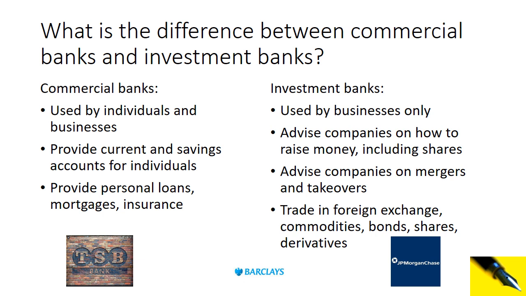Finally there, another thing that investment banks do is they will trade on their own accounts. They will make money by wheeling and dealing and buying and selling various financial assets. So this could be foreign currencies, commodities like coffee or oil, bonds, which are IOUs, shares, and other complicated financial instruments which are called derivatives. But you won't be asked in the GCSE exam what a derivative is, so don't worry too much about that.